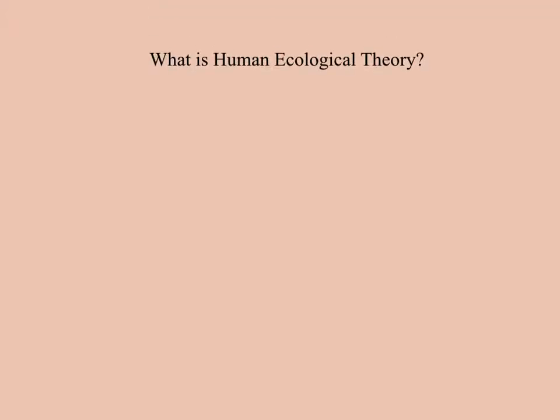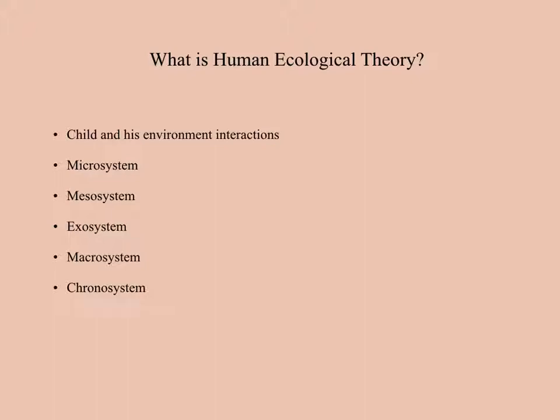So, what is human ecological theory? Human ecological theory concentrates on the interaction and interdependence of humans as biological and social entities within their environment. So, it explains how the inherent qualities of a child and his environment interact to influence how he will grow and develop. It consists of 5 different systems that are to do with the child's life, starting with the microsystem, which encompasses the most immediate environment in the child's life.